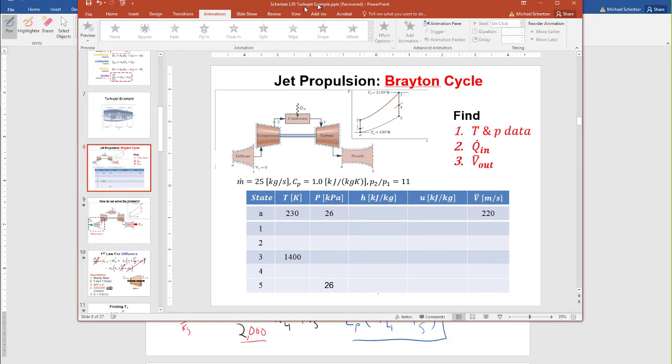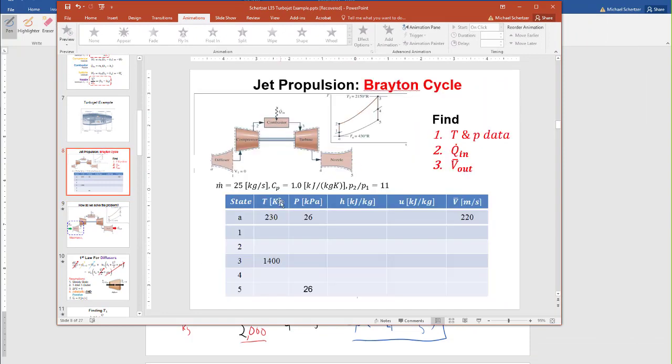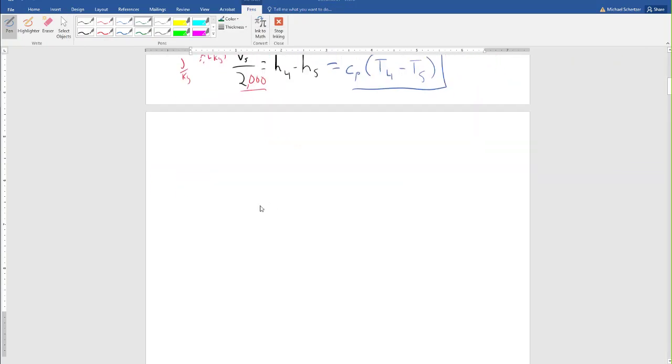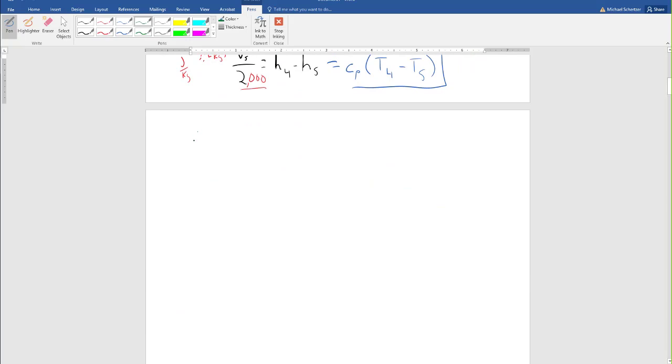If I look over here at this state table, I'll take a snip of this and bring it in. I don't know very much. I know the velocity at the inlet. I know some temperatures here and a couple of pressures, but that's it. Not very much. So I'm going to copy this and bring it into here.